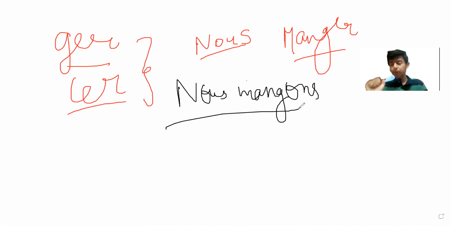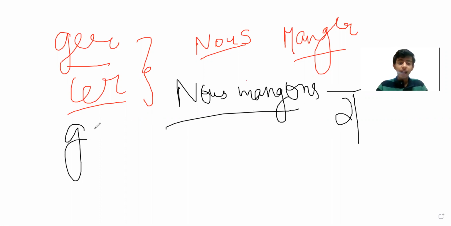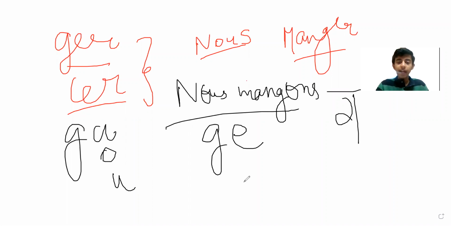But what's the problem here? This will give us the sound of g, because in French, G with a, o or u gives the sound of g, and G with e and i gives the sound of j.